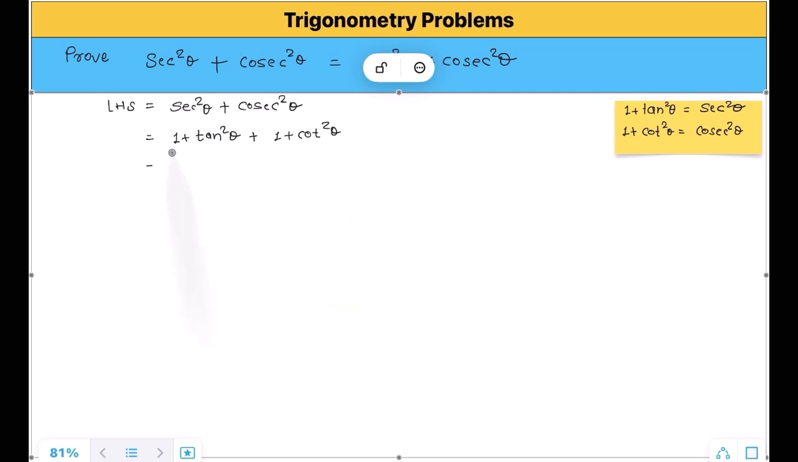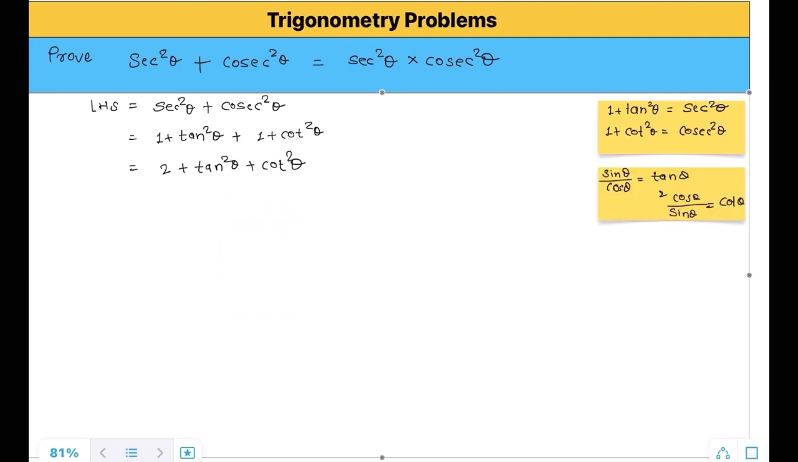Now here 1 plus 1 becomes 2. So we get 2 plus tan square theta plus cot square theta. We have also seen sin theta upon cos theta is equal to tan theta, and cos theta upon sin theta is equal to cot theta. Replacing this into the equation, we get 2 plus sin square theta upon cos square theta.